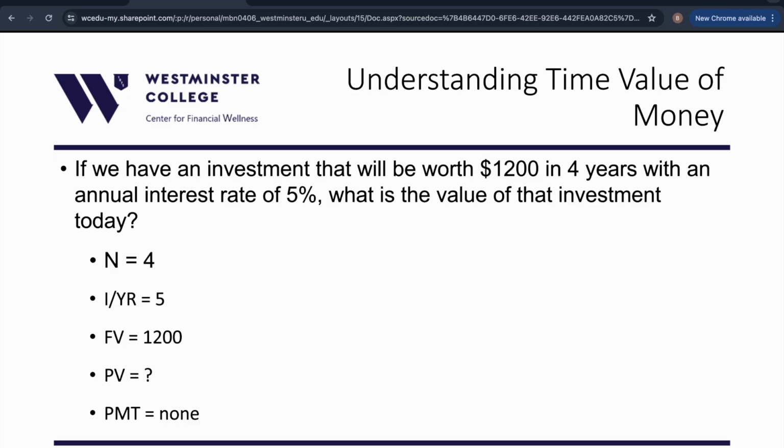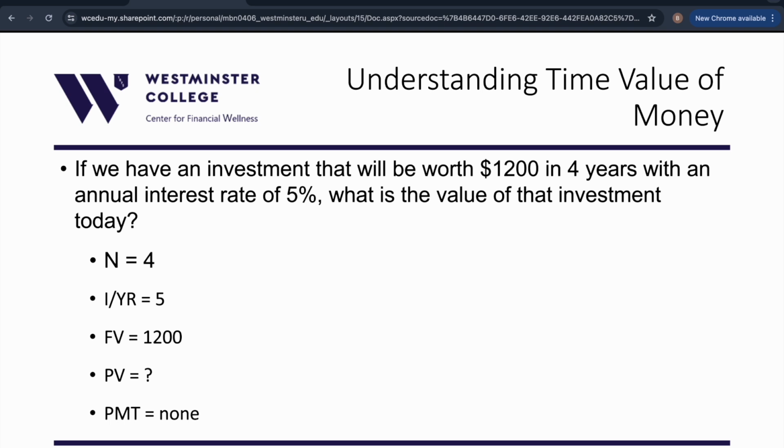Moving along, we're going to do 3 more examples just to get some practice with this because I think it's the best way to learn how to use your calculator to start to understand time value of money. So our next example is going to be, if we have an investment that will be worth $1,200 in 4 years with an annual interest rate of 5%, what is the value of that investment today? Now let's think about what that's asking. It wants us to find the present value of this investment.